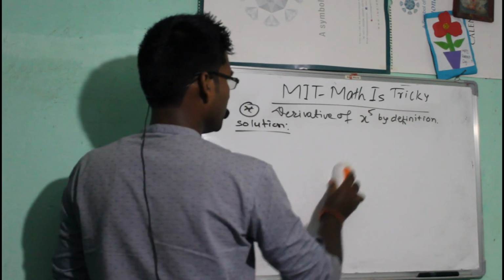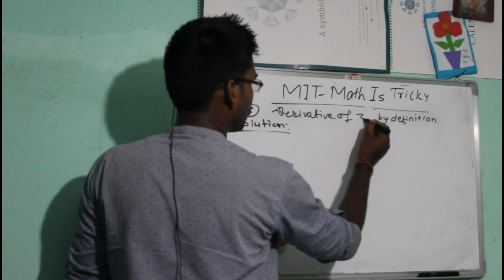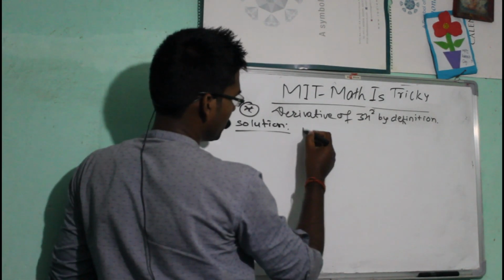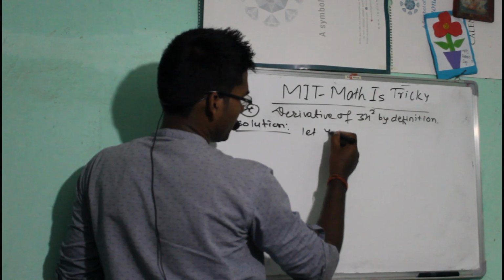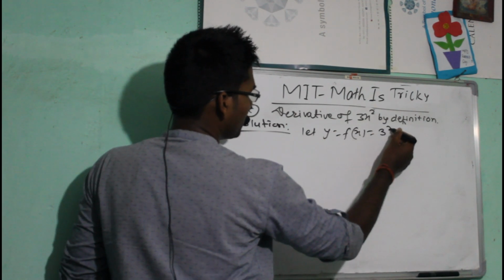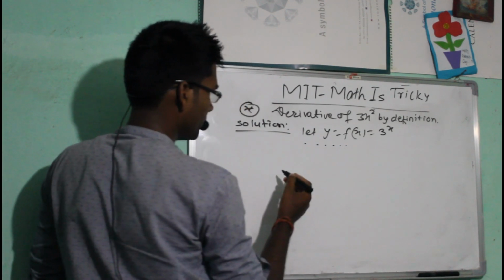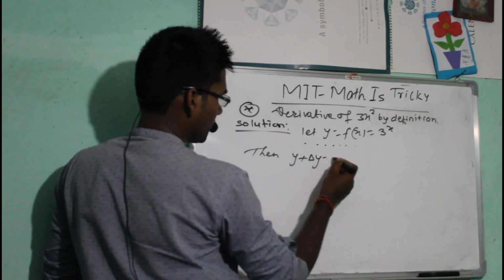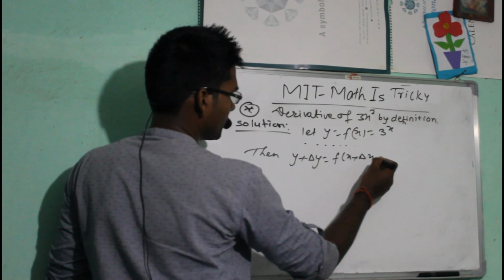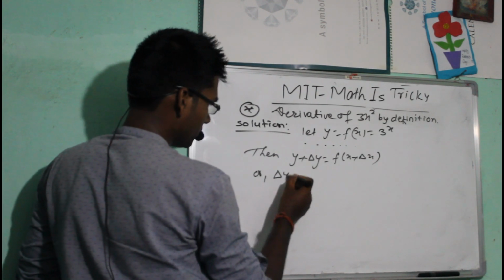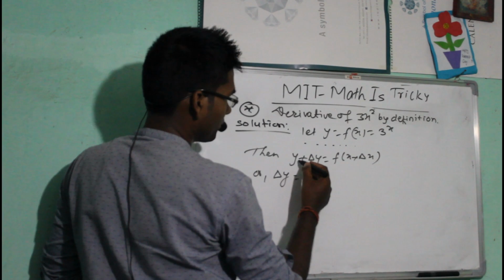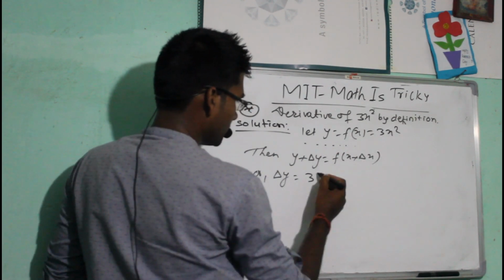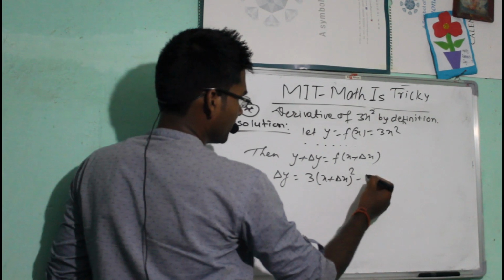Let's find the derivative of 3x squared. Again by definition. Always start with let y equals f(x) equals 3x squared, and then always write the language. I'm not writing it here, you can see the previous videos for the language. Then always write y plus delta y equals f of x plus delta x. Now always find the value of delta y. Delta y will be f of x plus delta x minus y, that is 3(x plus delta x) whole square minus 3x squared.